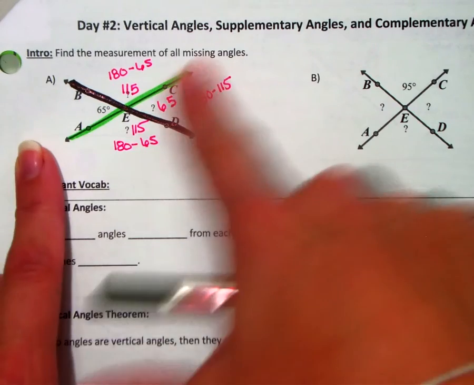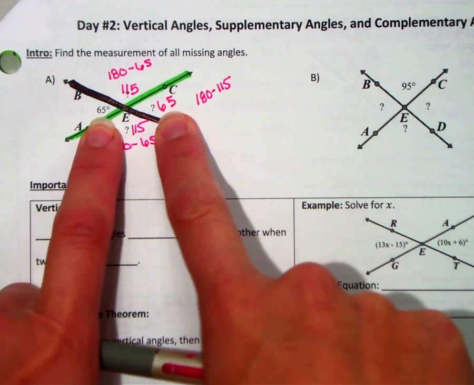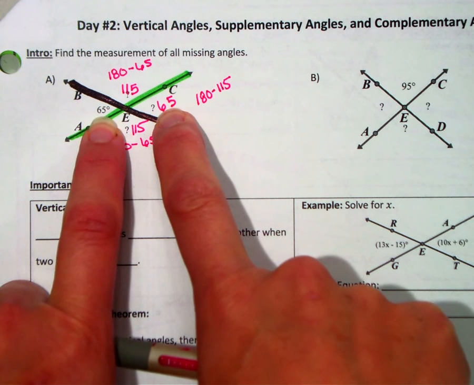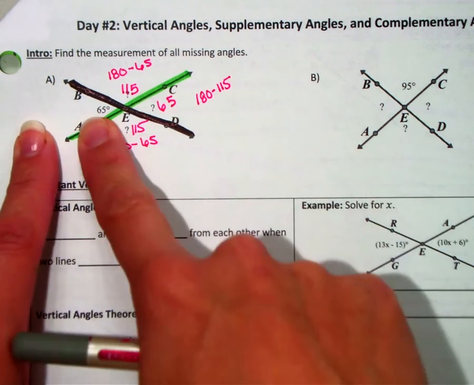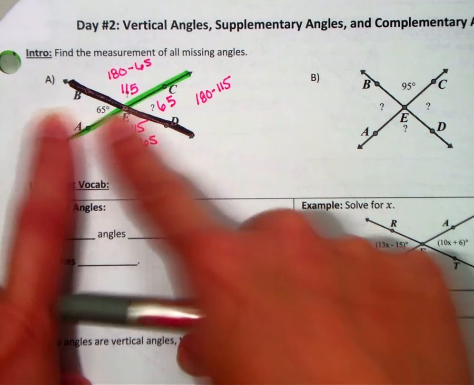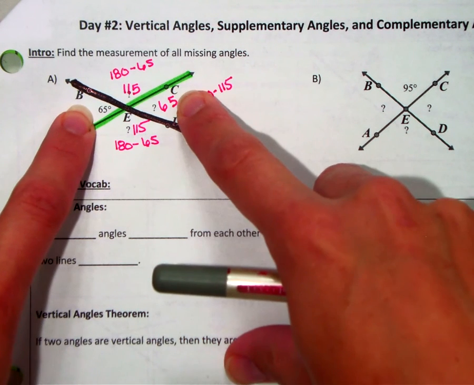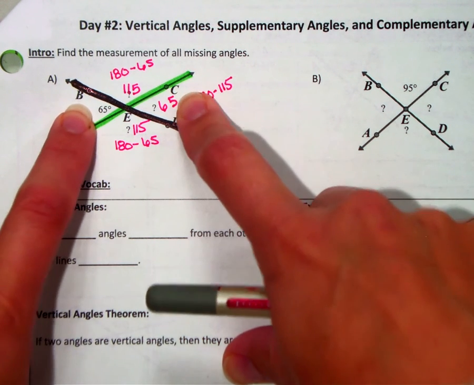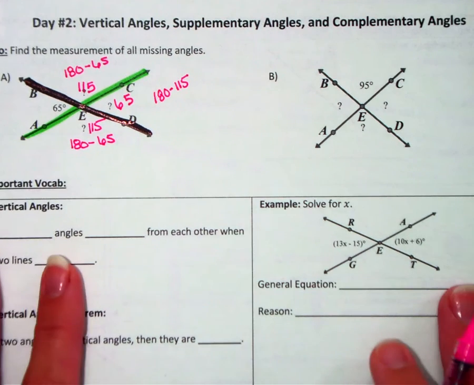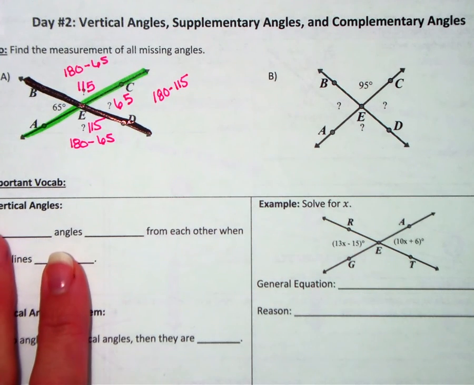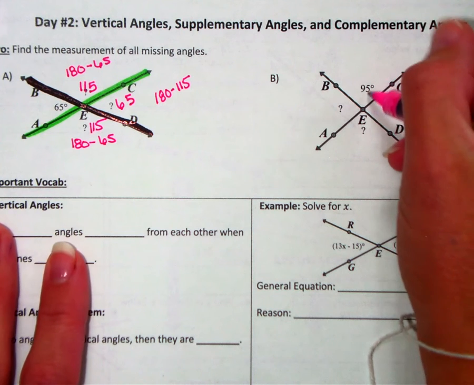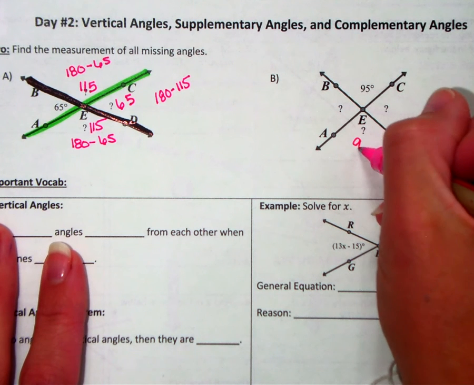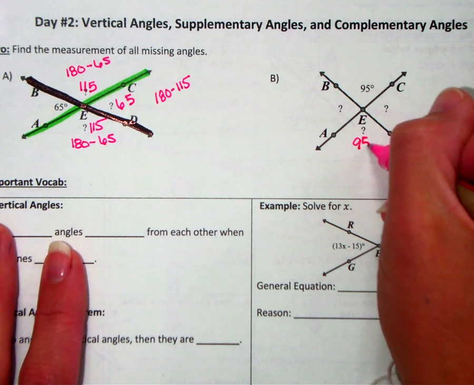So if you look at this picture, do you see that when you have two lines that cross, the angles across from each other are going to be equal to each other? Okay, so when you have two lines that intersect, the angles that are opposite each other are equal or congruent. Congruent meaning they are the same angle. 95 degrees here means that this is also 95 degrees.